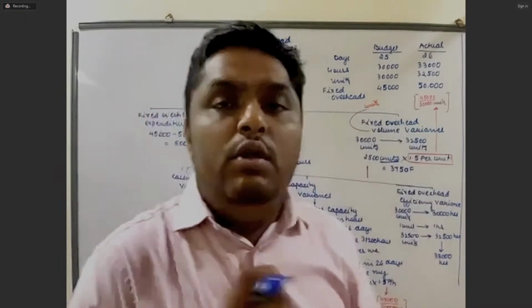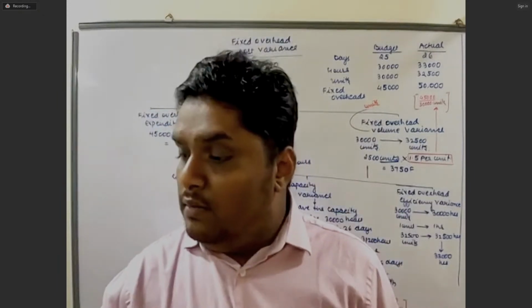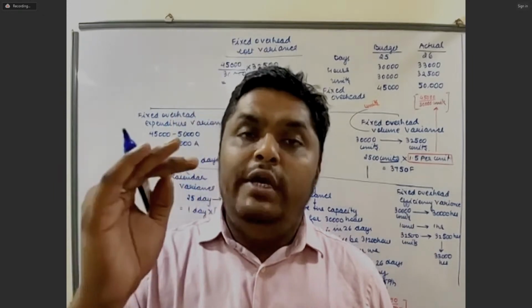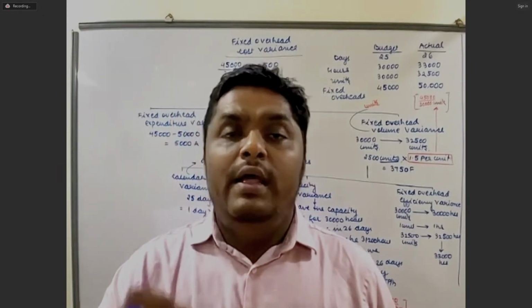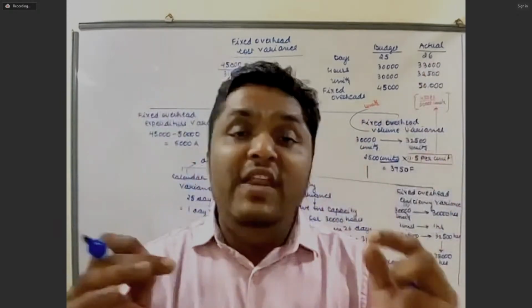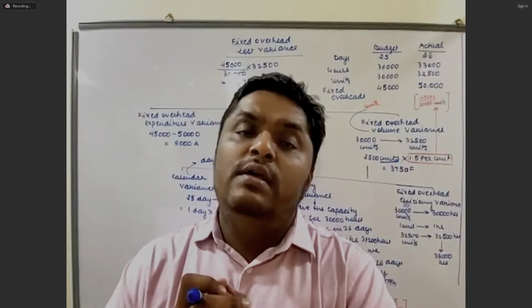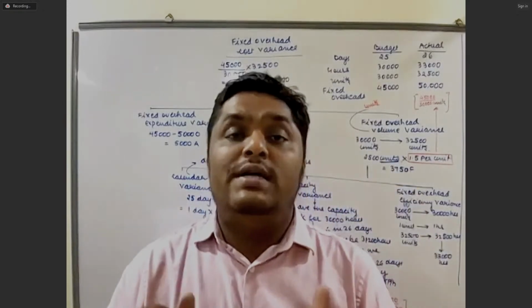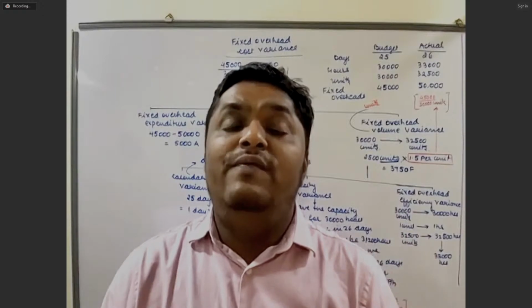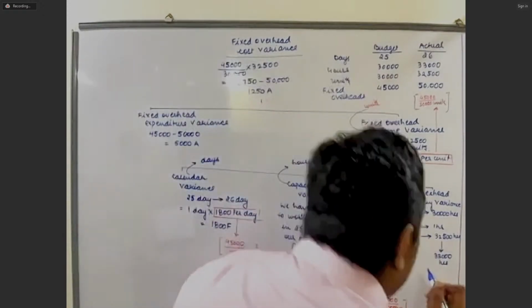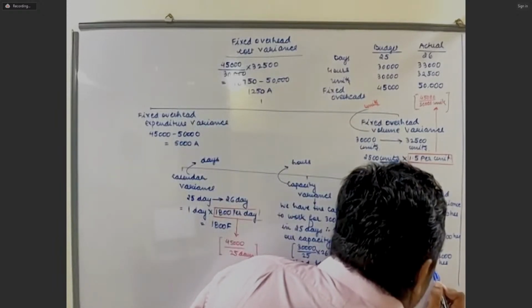Again, 1 unit should not take more than 1 hour. It means my 32,500 units should be manufactured in 32,500 hours. But yes, we actually took 33,000 hours. That is how much hours we worked extra. How much was our inefficiency? Very simple, guys. 500 hours was my inefficiency.